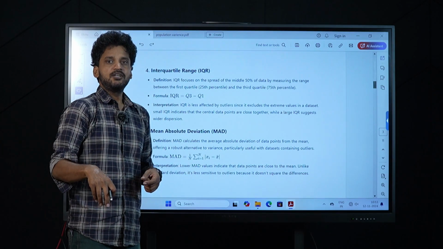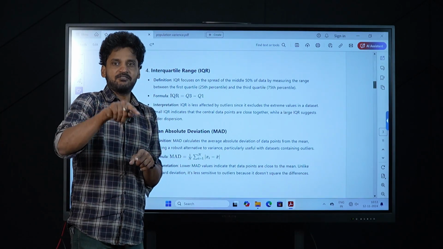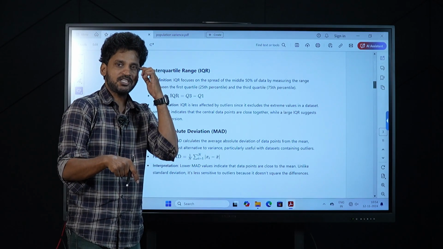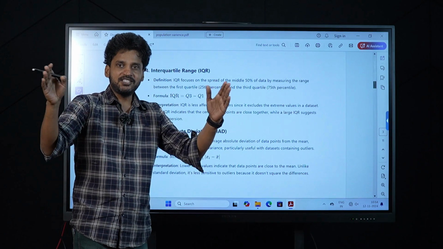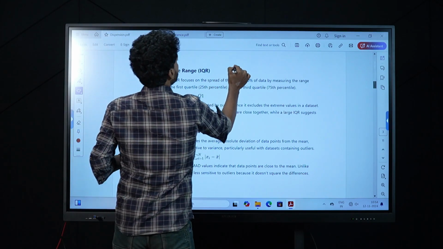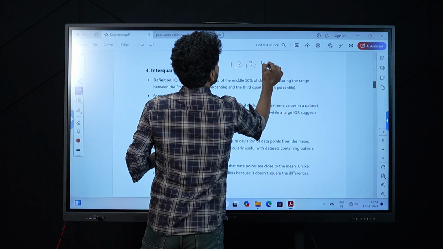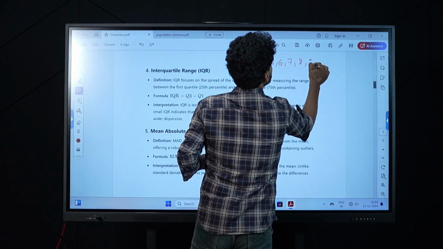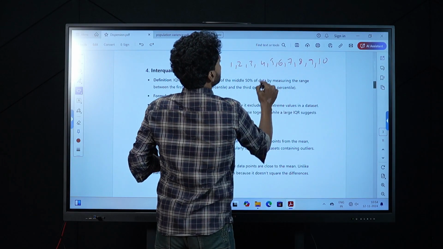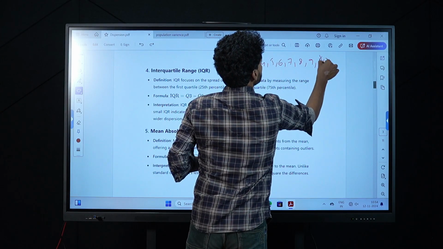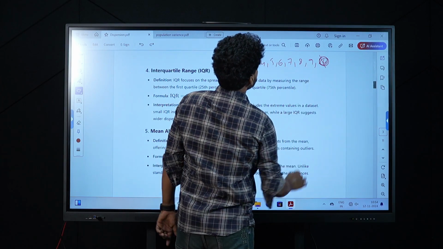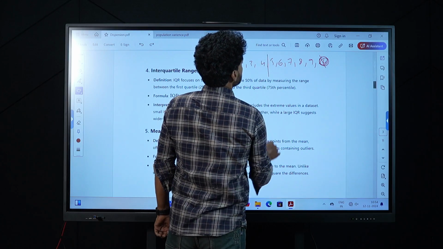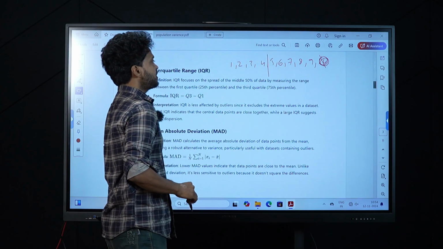What is Q1? Q1 is the mean of the first half, because this will be the 25th percentile. If you actually can understand, when you divide the total data sets into two units, let us say 1, 2, 3, 4, 5, 6, 7, 8, 9. So 1, 2, 3, 4 will be the first half, 5, 6, 7, 8, 9 will be the second half.